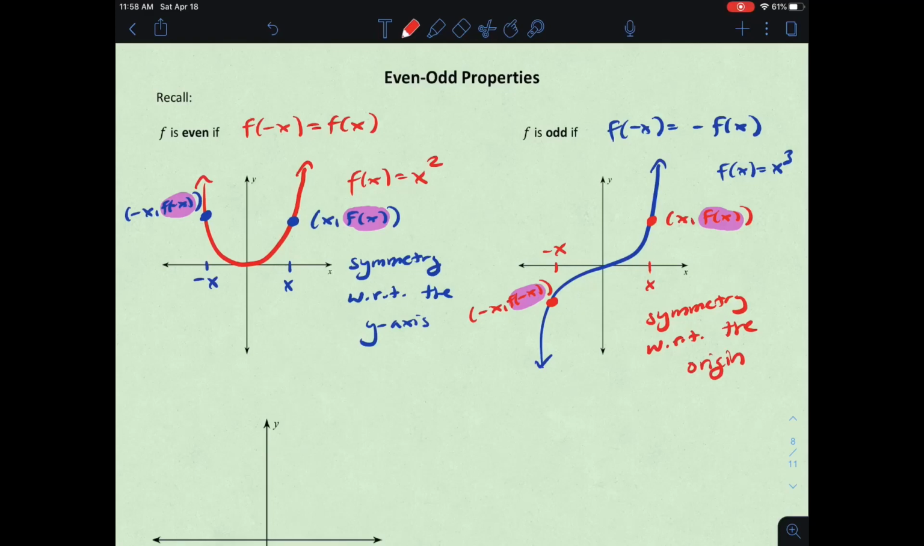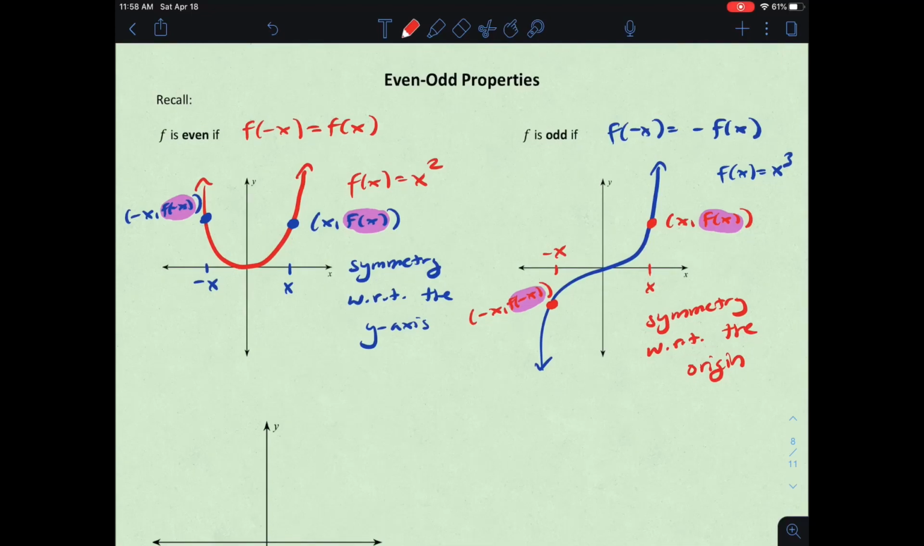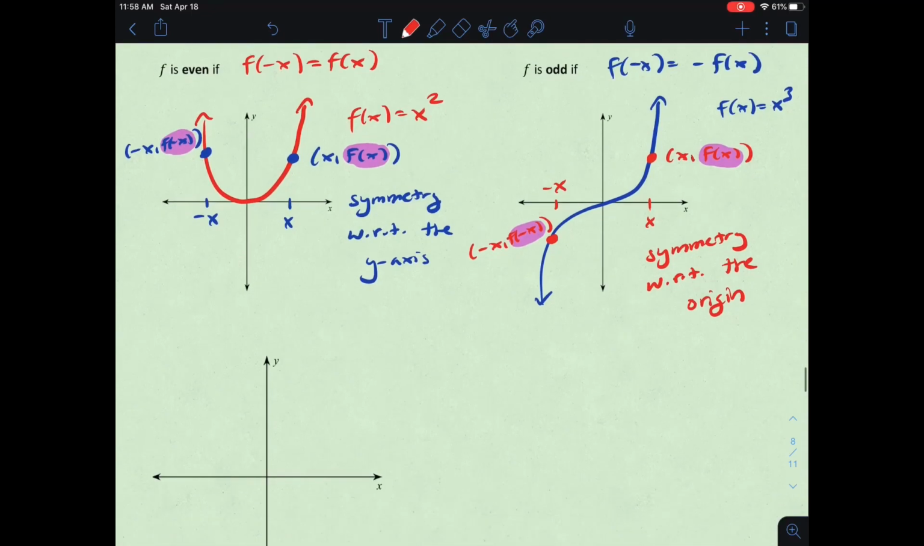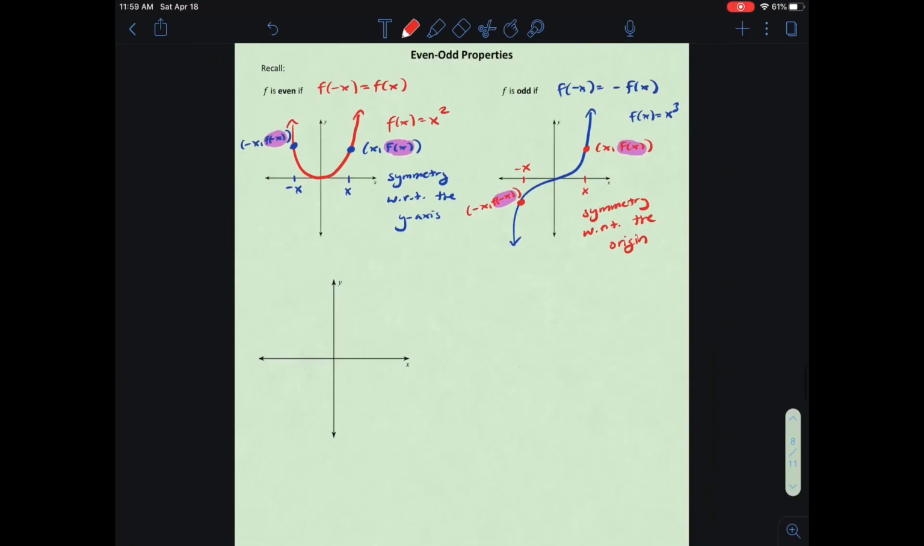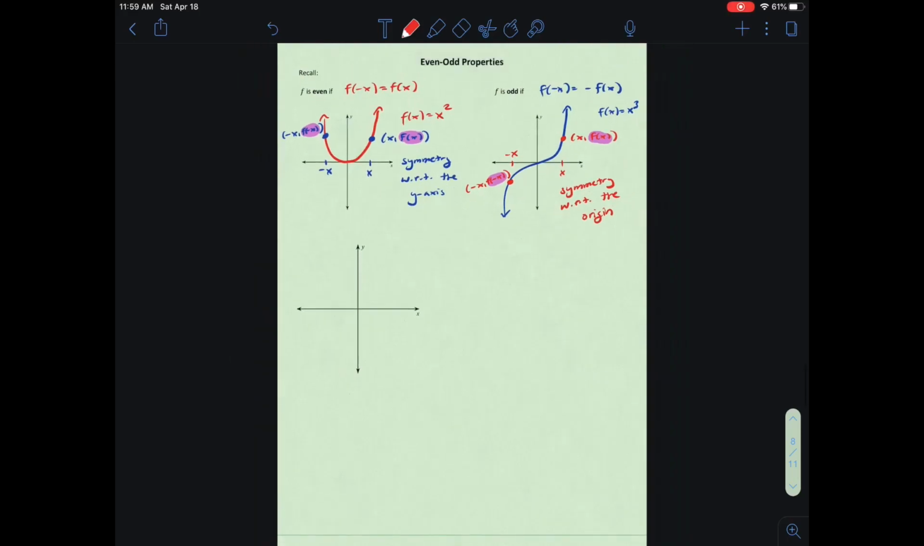And so these are even and odd functions. What we're going to be doing is looking at the 6 trig functions, and we're going to figure out which ones are even and which ones are odd based on these definitions. And so let's go right into it. So we're going to start by drawing a unit circle, which is a circle of radius 1, centered at the origin.